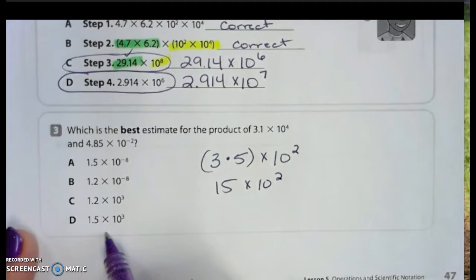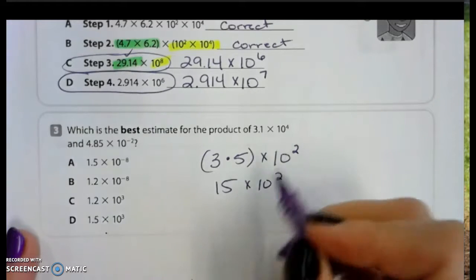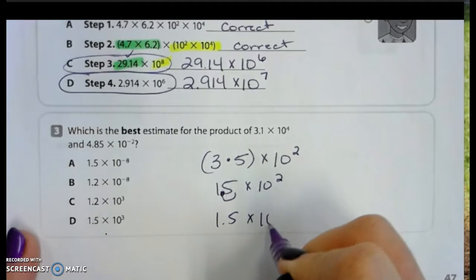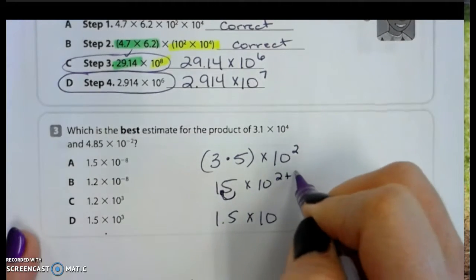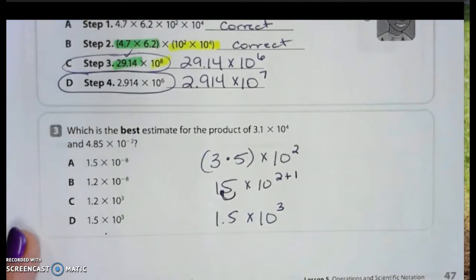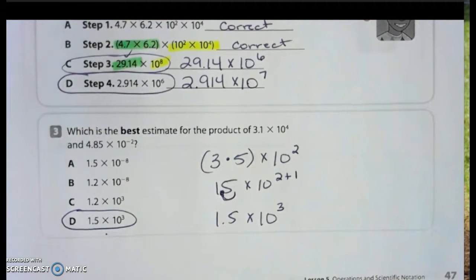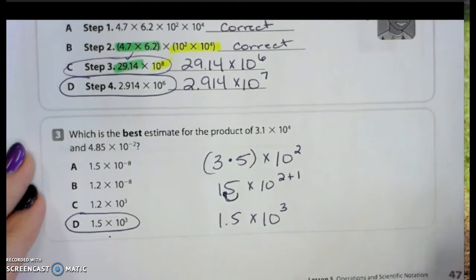Now, all of these answers are in correct scientific notation, so I'm going to fix mine. 1.5 times 10 to the, I decreased here, so I'll increase here, to the 3rd. Correct answer is D. And that's it for number 3. Questions here.